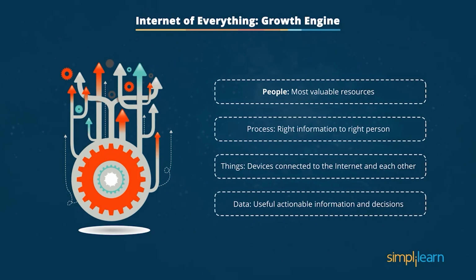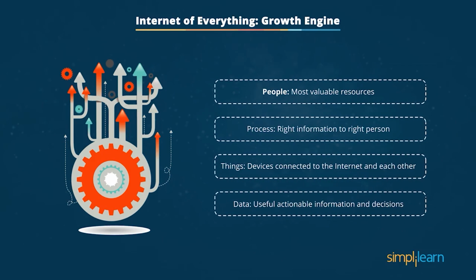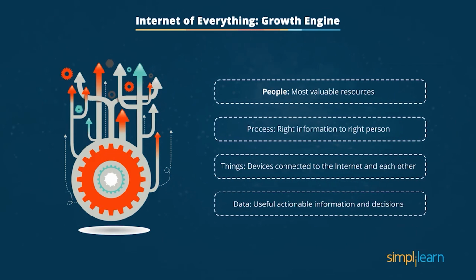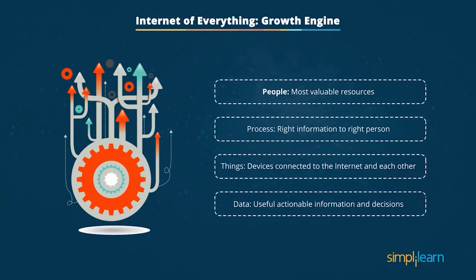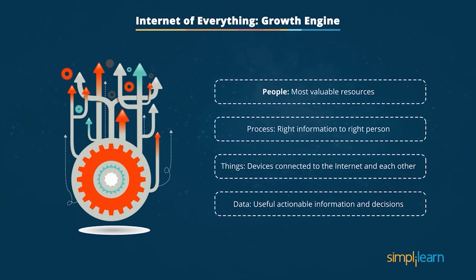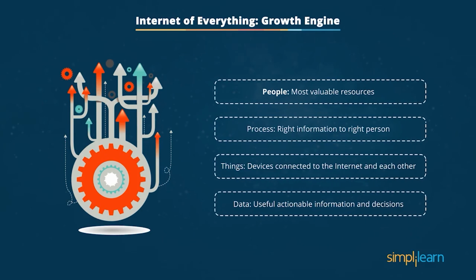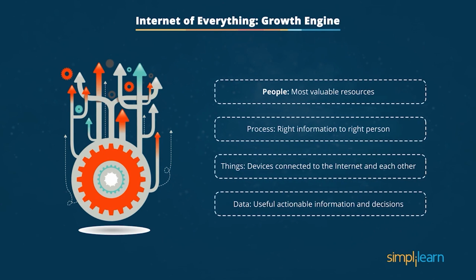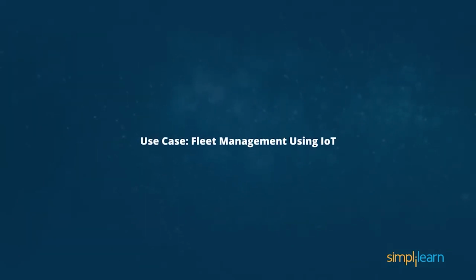People, process, things, and data are the growth engine elements that give a company an edge in the digital transformation world. With data privacy and transparency mechanisms, it is important for every organization to follow internet ethics and compliance. IoT and fleet management. Let's discuss some use cases of IoT.